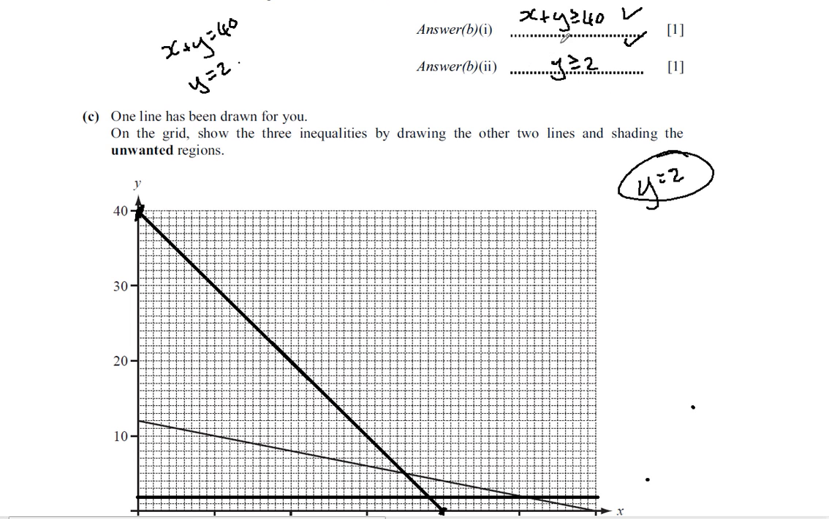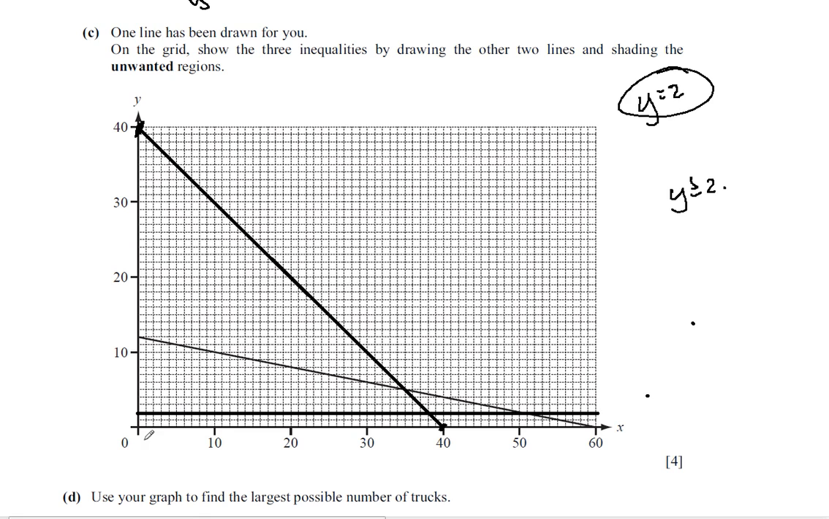So, for the first inequality, let's take y is greater than or equal to 2. If we take a point below or above this line, for example 0, 0 is a point below it. If we substitute 0, 0 into this inequality, there's no x value, so we don't have to worry about that, but we know y is 0, so 0 is greater than or equal to 2. This is false. So the area below y is equal to 2 is unwanted, so we shade the unwanted area like such.